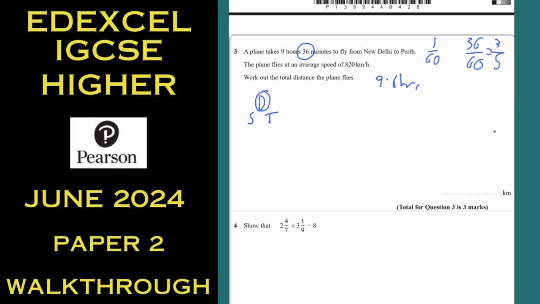So now we can crack on, work out the total distance. We do speed times time. So 820 multiplied by 9.6 is 7,800. Told me 8, it's 9, I'm bad. 7872.